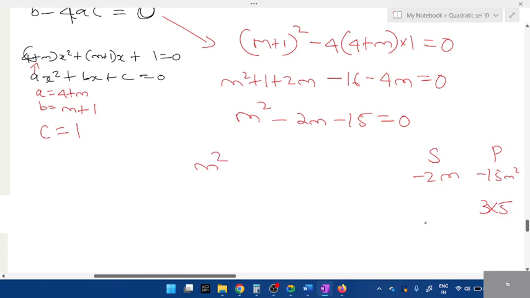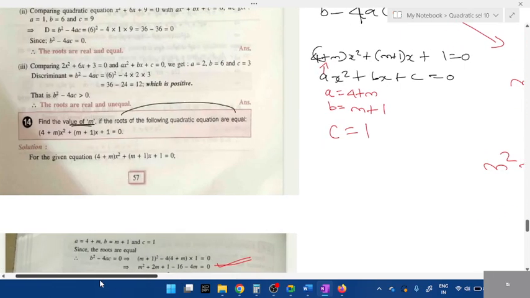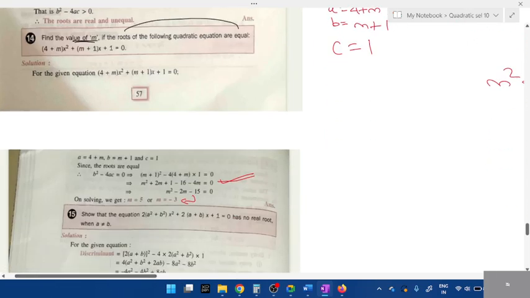M square. All of you will respond. 5 and 3. What should I put before 5? Minus. And before 3? Plus 3x minus 5x minus 15 is equal to 0. Okay. Just skip this. Can you see it? That part. I'll just show you the final answer. After solving, what is the value for m, students? 5 and minus.